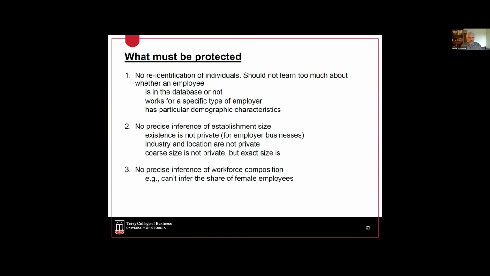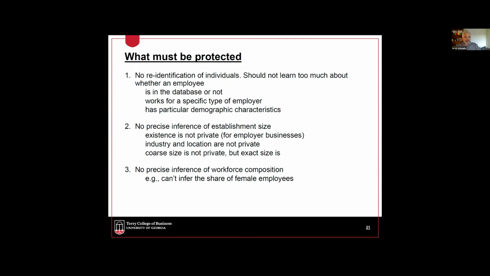So they argue first that based on statutory requirements, the data need to satisfy the condition that there's no potential for re-identification of individuals. In particular, it shouldn't be possible to learn too much about whether or not a particular individual was in the database or not, whether they work for a specific type of employer, whether they have a particular set of demographic characteristics. So this is the same type of privacy guarantee we've been thinking about all along.